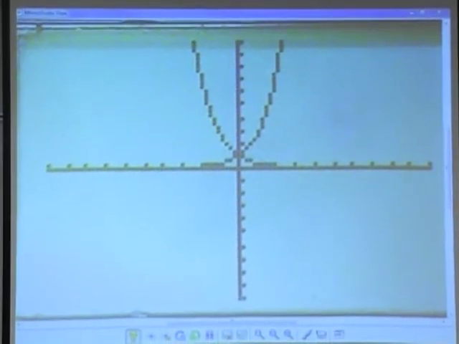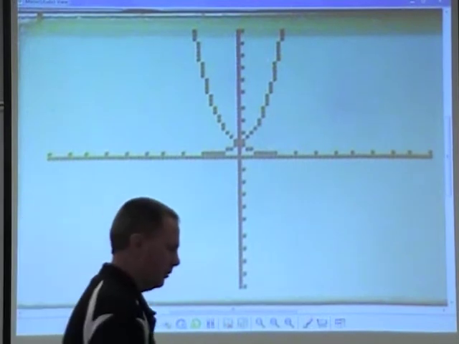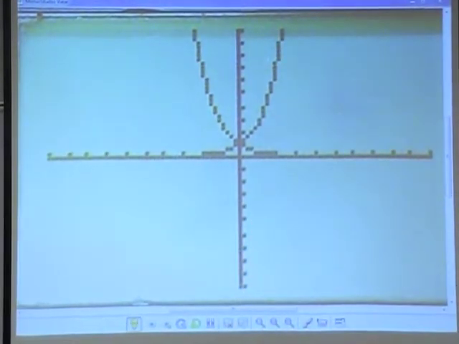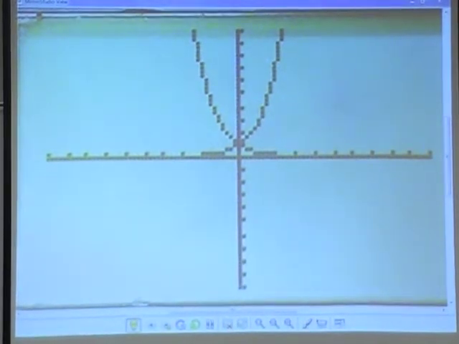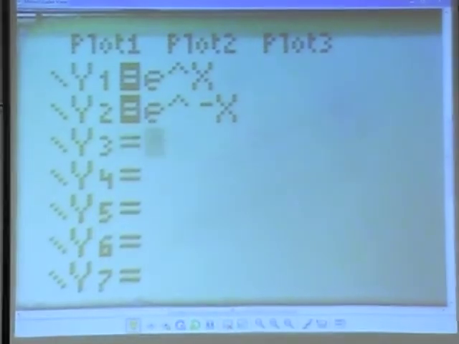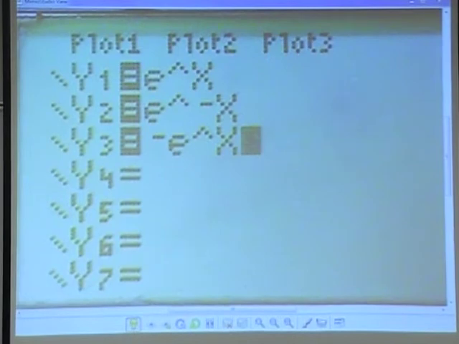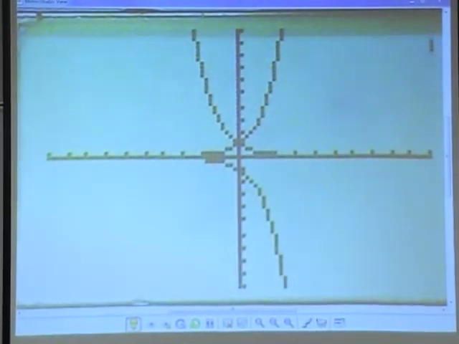What happened with e to the negative x? Why? Yeah, reflected on the what axis? Why? Okay, do negative e to the x. What do you think is going to happen? Standard form reflected about the x-axis.